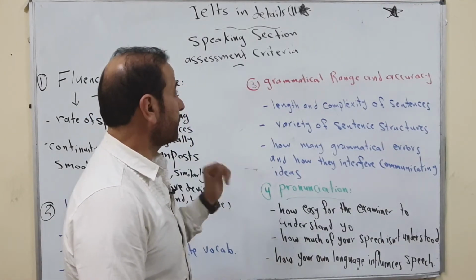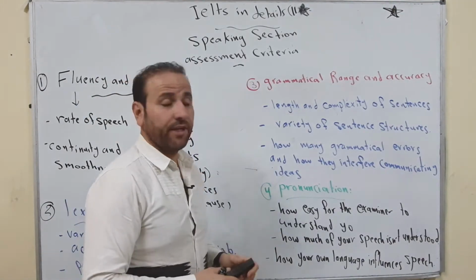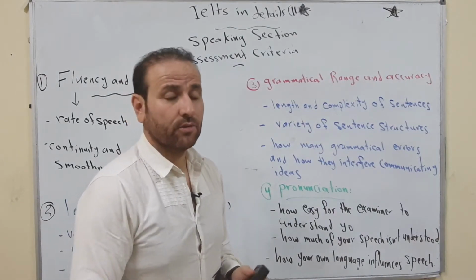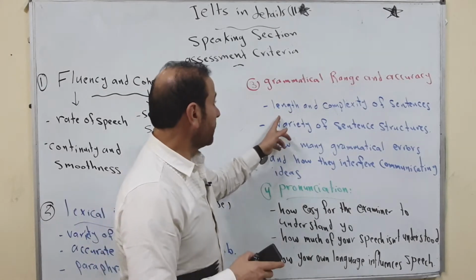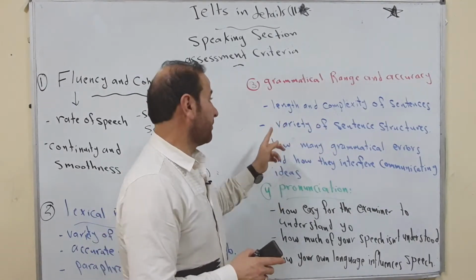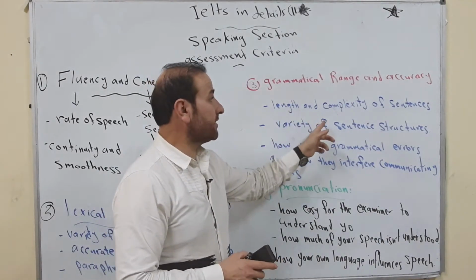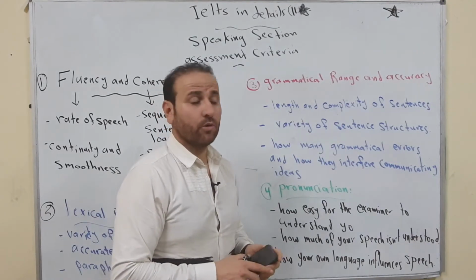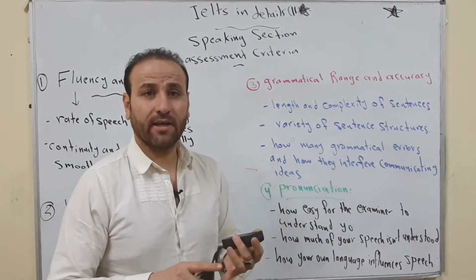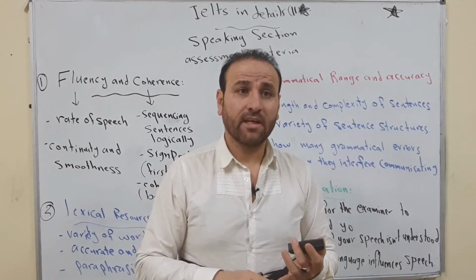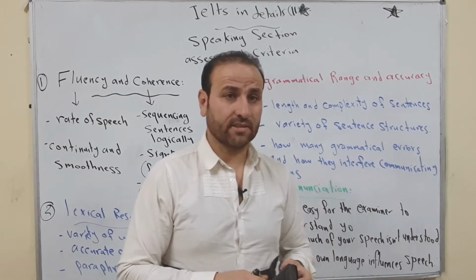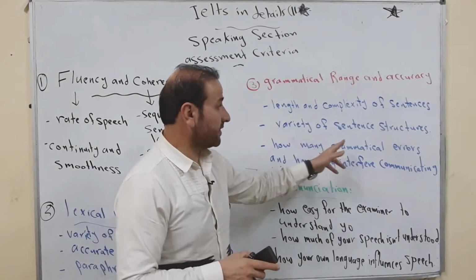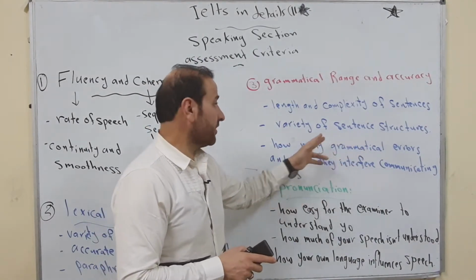Now the third factor is grammatical range and accuracy. So again, we are focusing on grammar. What they focus on in grammar? Length and complexity of sentences. So you have to use 3 kinds of sentences: simple sentences and compound and complex sentences. Variety of sentences structures, as I mentioned.